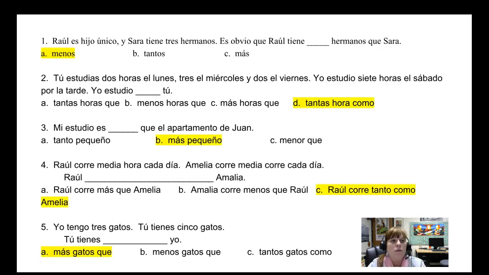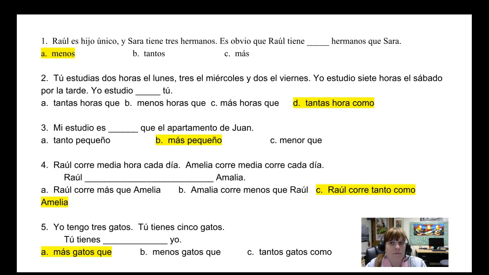So, Raúl es hijo único y Sara tiene 3 hermanos. Es obvio que Raúl tiene menos hermanos que Sara. So Raúl is an only child and Sarah has 3 brothers. Es obvio, it's obvious that Raúl has fewer siblings than Sarah.